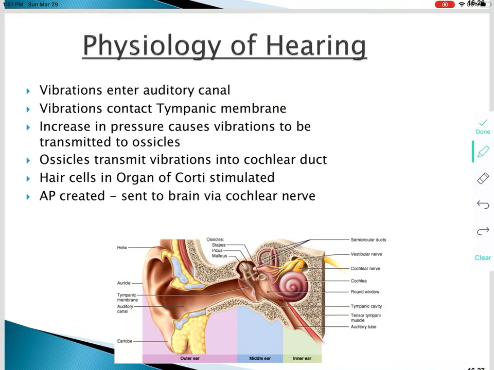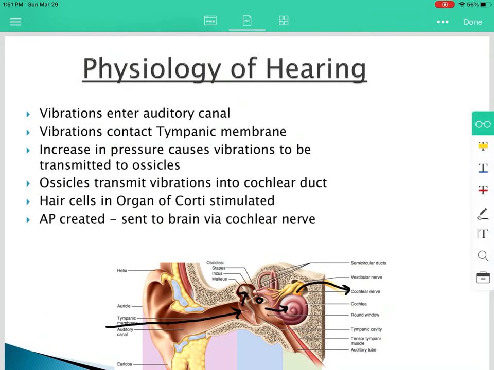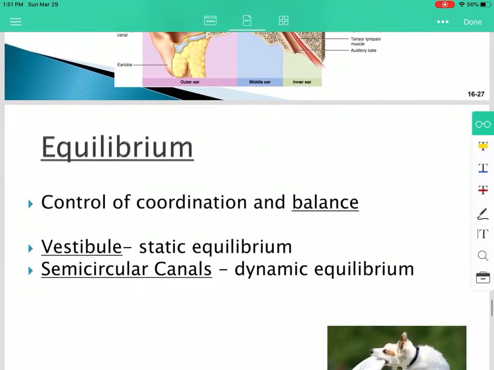Just like you did for the eye, make sure you can trace sound waves coming into the ear through the auricle, through the external acoustic or auditory meatus, into the auditory canal, which vibrates the tympanic membrane, which vibrates the ossicles. The vibrations are magnified by the oval window, and then that information goes to the cochlea, and more specifically to the organ of Corti. And then, of course, that information goes to the brain via the vestibulocochlear nerve.